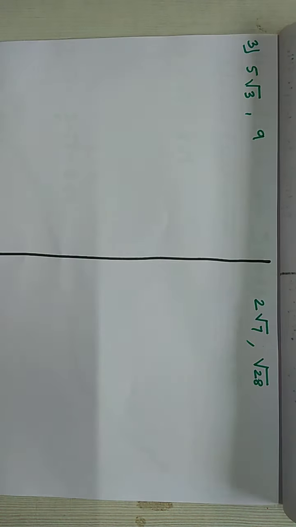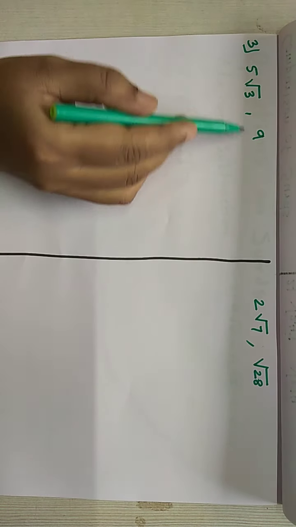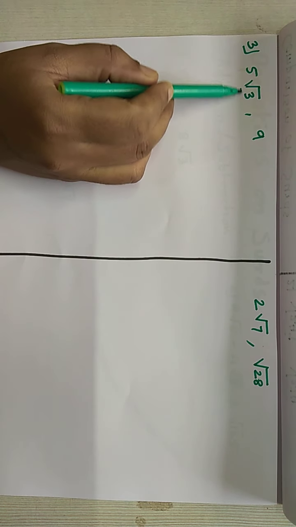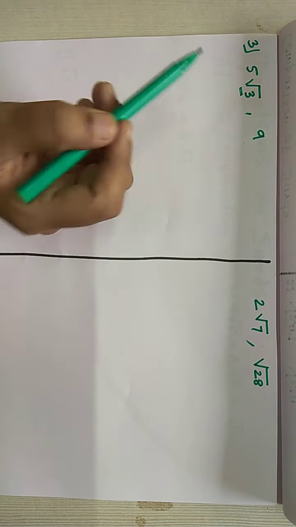We have more sums over here. Let's try one more sum: 5 root 3 and 9. Now this 5 root 3 has a radical portion, whereas 9 does not. So you cannot compare them. Here we have a root, so let's push this 5 inside. This 5 goes inside and becomes 25 into 3.